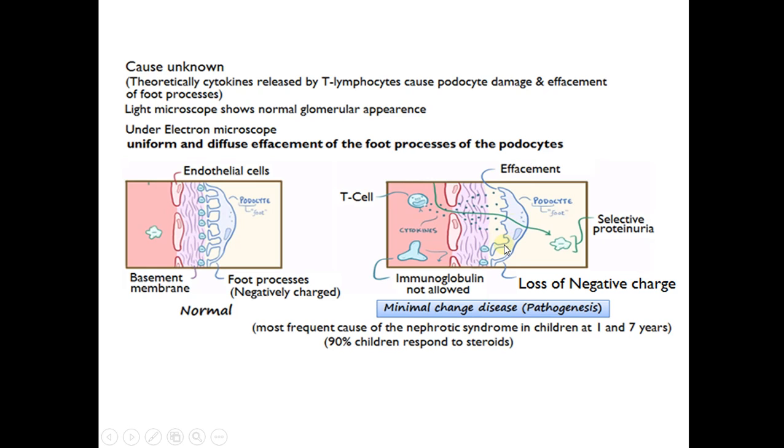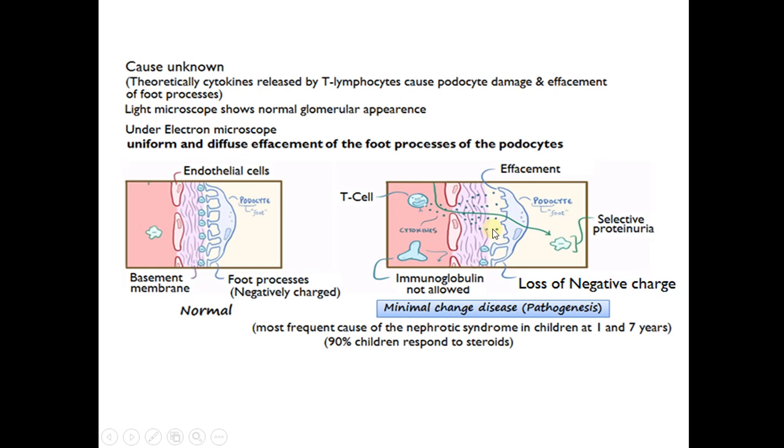So it is important to note that in minimal change disease, only albumin is allowed to filter. Other proteins, immunoglobulins, and large proteins and cells are not allowed to pass the filtration barrier.